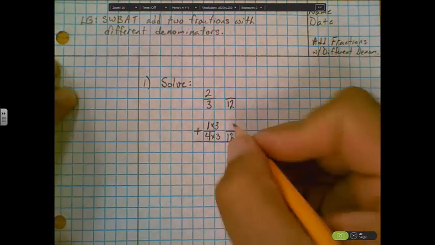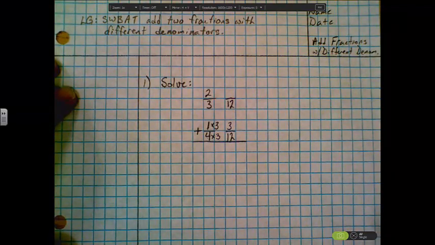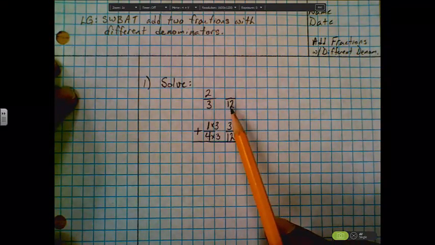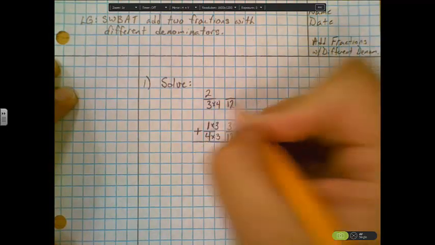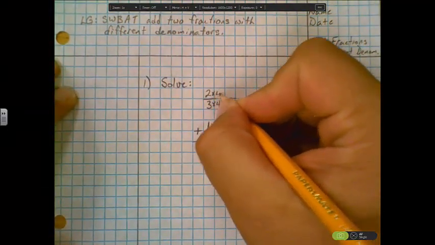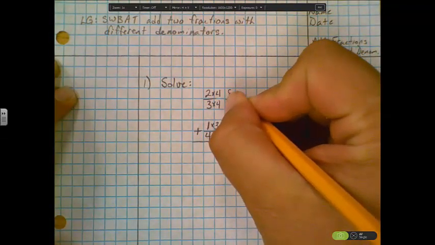And so 1 times 3 is 3. So 1/4 and 3/12 have the same value. We do the same thing with the fraction on the top. 3 times what gives you 12? Well, we know 3 times 4 gives us 12. If we do it on the bottom, we have to do it on the top. And then we multiply 2 times 4, and that gives us 8.